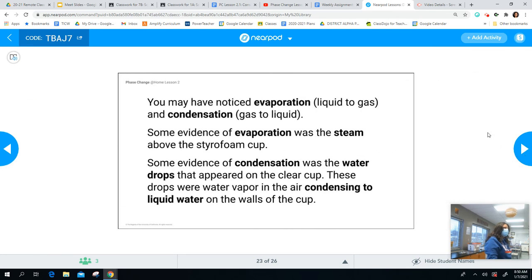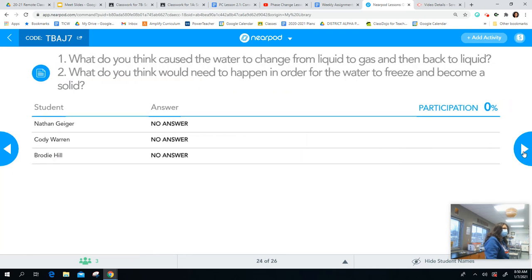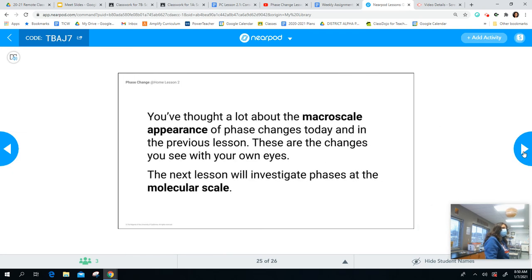So you may have noticed evaporation, liquid to gas, and condensation, gas to liquid. Some evidence of evaporation was the steam above the styrofoam cup. The evidence of the condensation was the water drops that appeared on the clear cup. These drops were water vapor in the air condensing to liquid water on the walls of the cup.